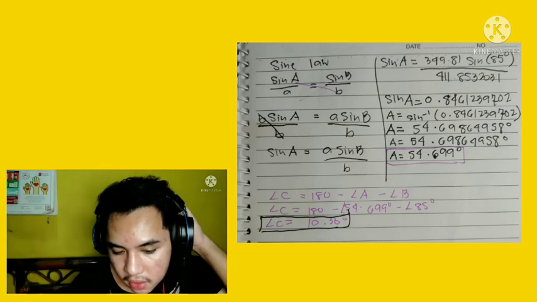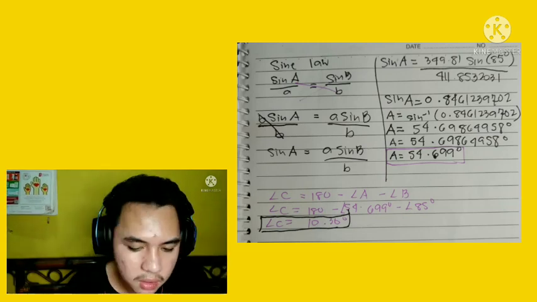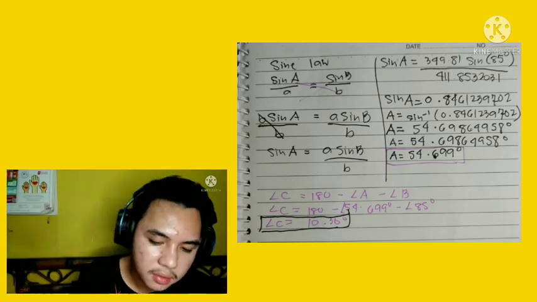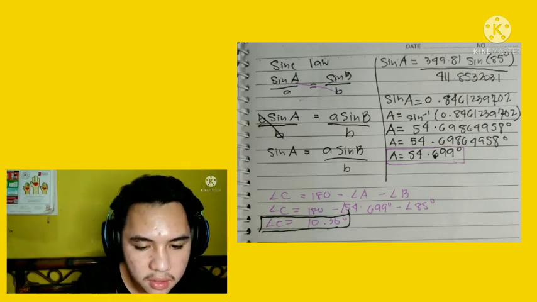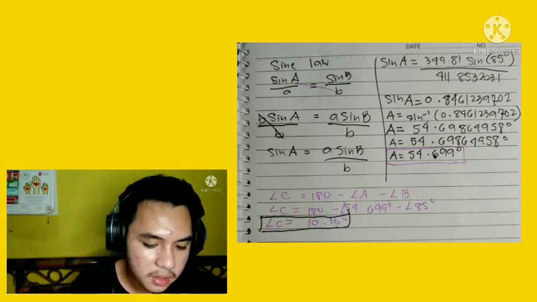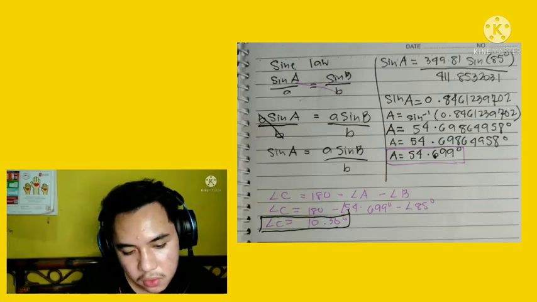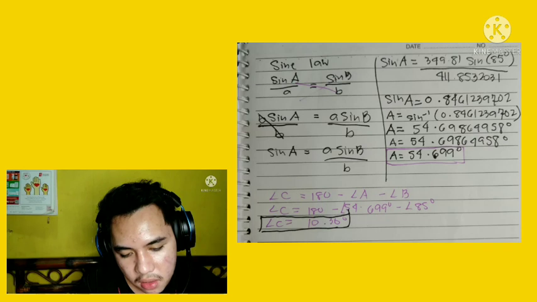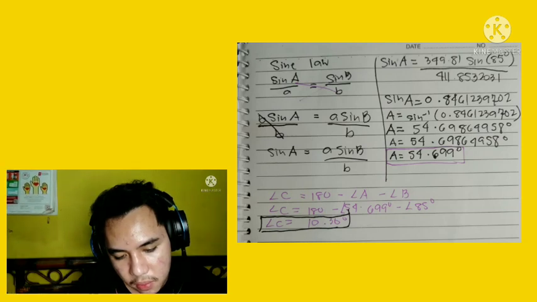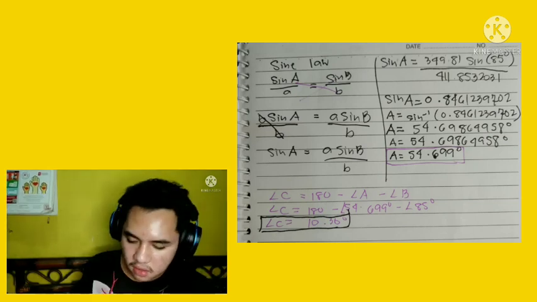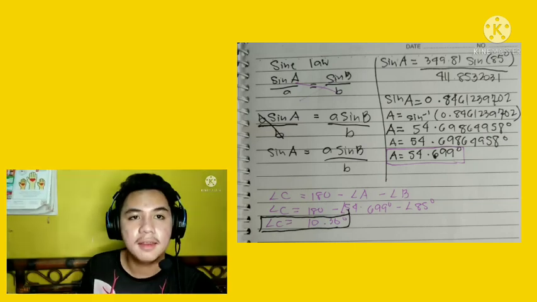So to solve for our angle c, we can subtract from 180 degrees. So angle c is equal to 180 minus angle a minus angle b. So angle c is equal to 180 degrees minus 54.699 degrees minus 85 degrees. So we will get our angle c is equal to 30 degrees.